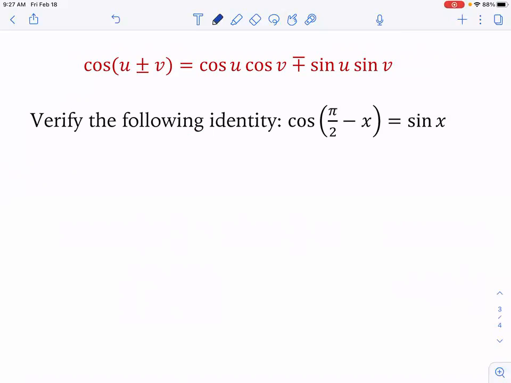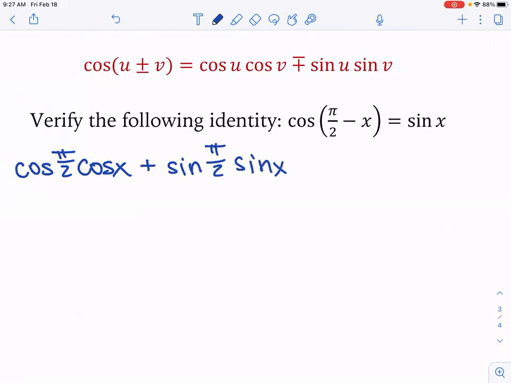We have subtraction inside of cosine. The only thing that we can really do is use the cosine difference formula. Since we have the cosine of pi over 2 minus x, we can apply this formula. The cosine of pi over 2 times the cosine of x. Since it's subtraction inside, we're going to apply addition, sine of pi over 2, sine of x.